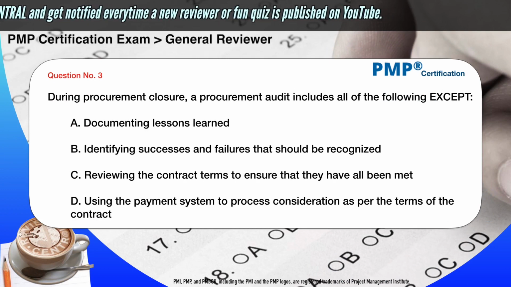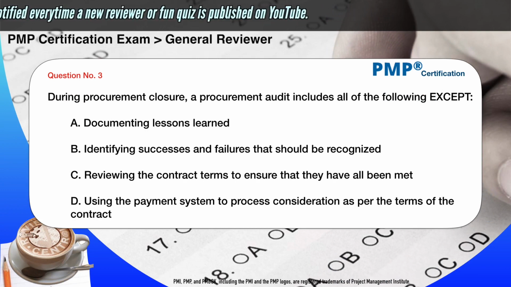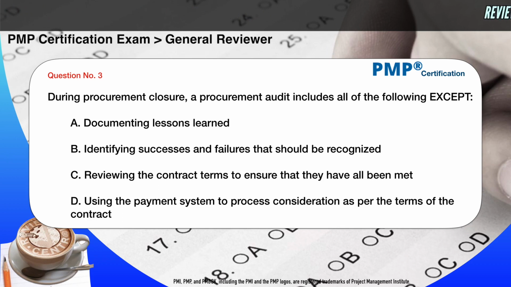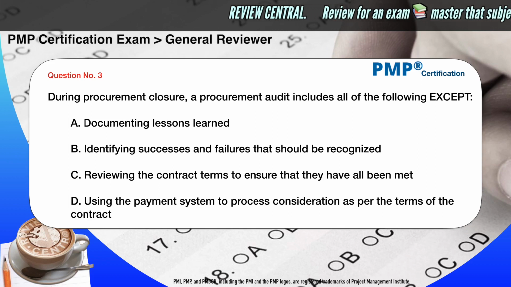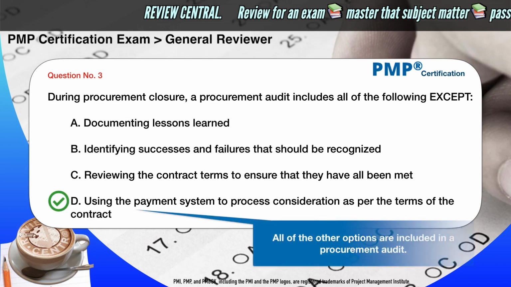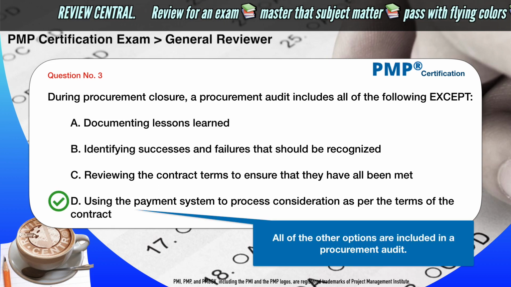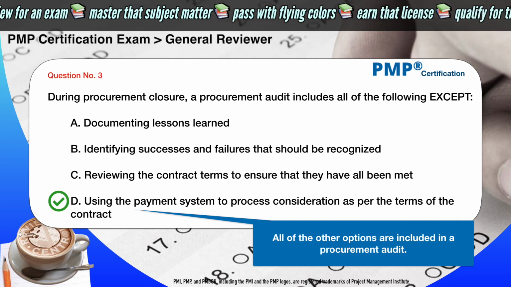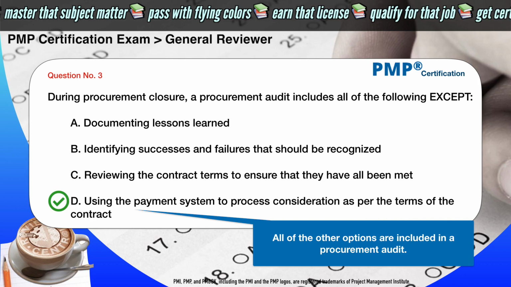During procurement closure, a procurement audit includes all of the following except: A. Documenting lessons learned. B. Identifying successes and failures that should be recognized. C. Reviewing the contract terms to ensure that they have all been met. D. Using the payment system to process consideration as per the terms of the contract. The correct answer is D. Using the payment system to process consideration as per the terms of the contract. All of the other options are included in a procurement audit.